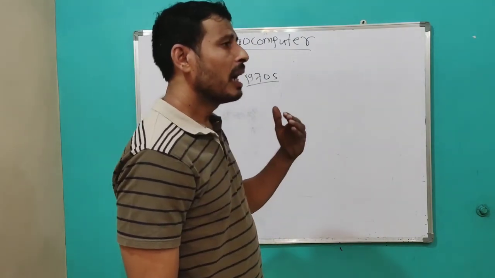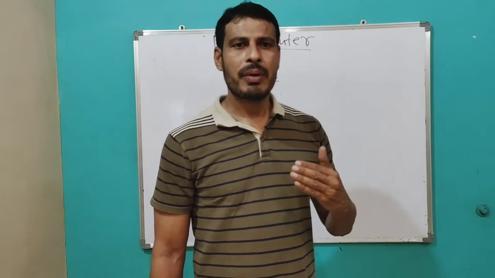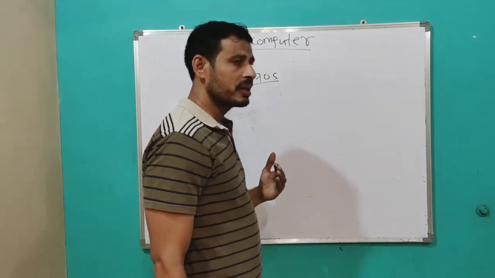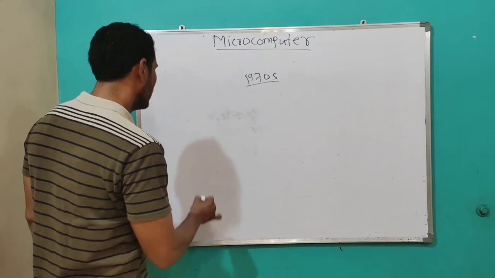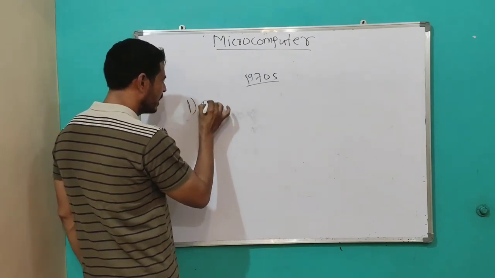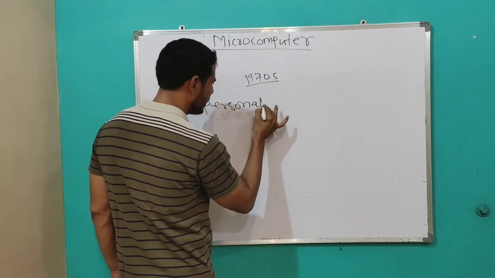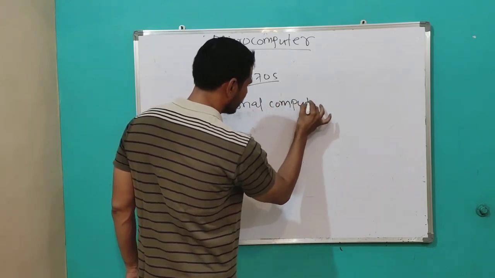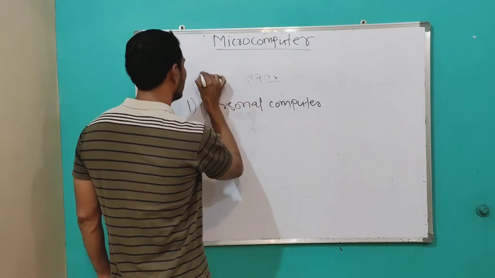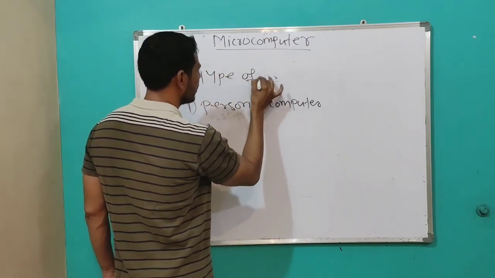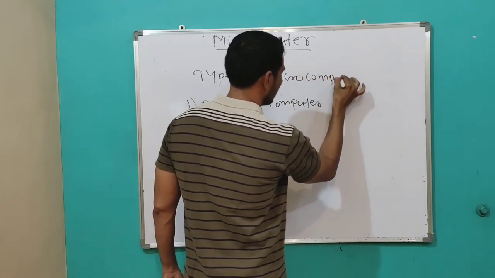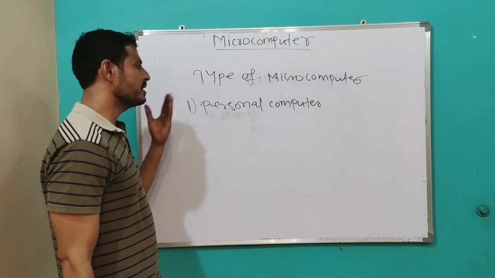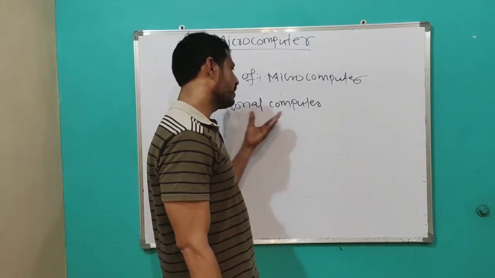Now there are four main types of microcomputer, or microcomputers are classified into four groups. Number one is the personal computer, your PC. These are the types of microcomputer. First is the personal computer, that is your PC.